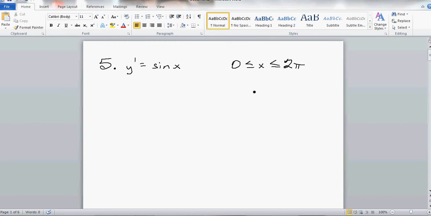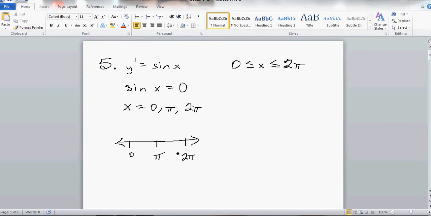Now, realize that the first thing we're going to do is find the maximum and minimum, and since we're given y prime, all we have to do is set this equal to 0, and sine of x equals 0 whenever x is equal to 0, pi, and 2 pi. And realize that we would put these on a number line to do the testing.